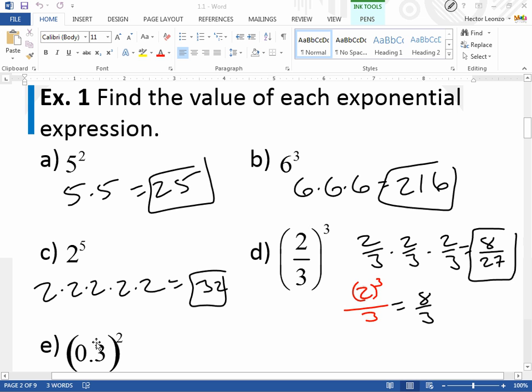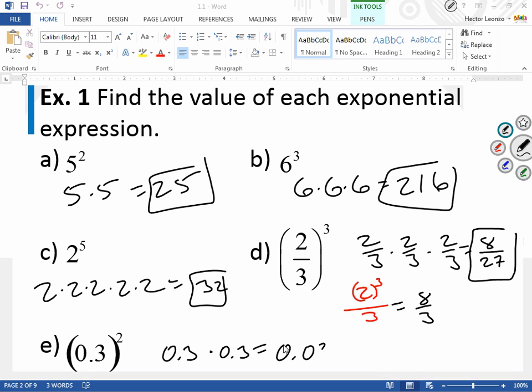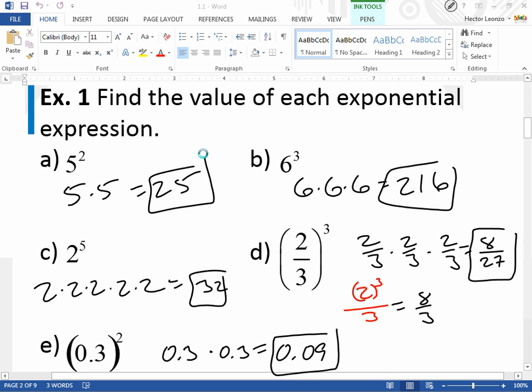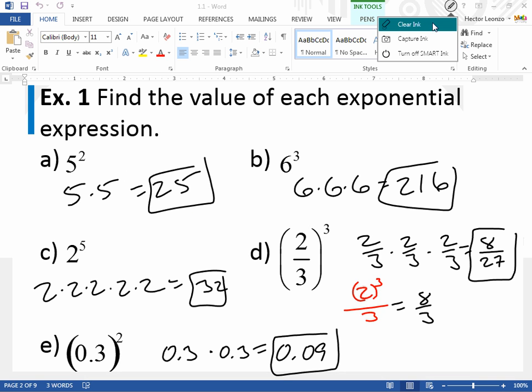Now looking at my example E on decimals, it works the same thing. 0.3 times 0.3, and that gives us 0.09, right? We know how to multiply decimals, so that's all we do. Remember, exponent means repeated multiplication.